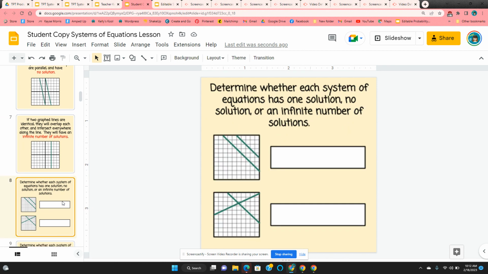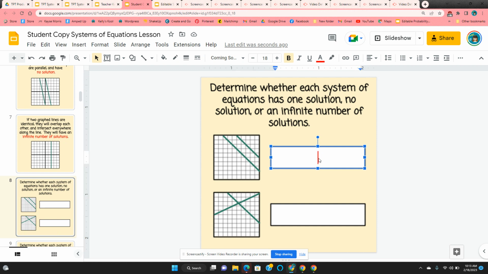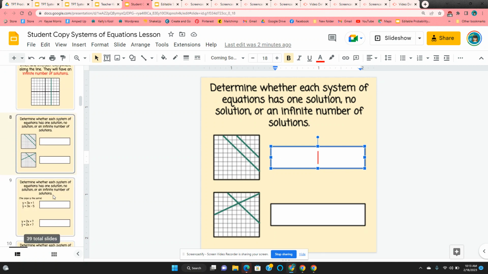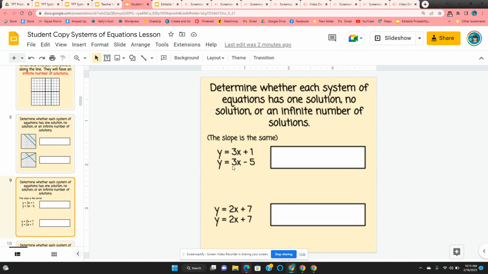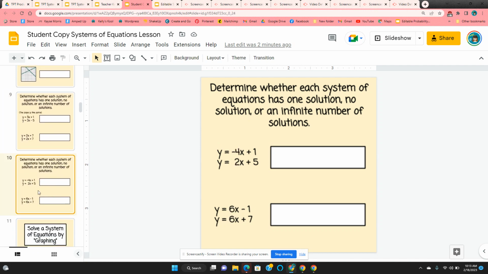So, starting on slide 8, students need to type in whether it's one solution, no solution, or an infinite number of solutions. Parallel lines, no solution. One solution here. Then they're given equations, so they can see if the slope is the same and the y-intercepts are different, that would be parallel lines, so no solution. Lines that are exactly the same, an infinite number of solutions. Different slopes, different y-intercepts, one solution. And again, same slope, different y-intercepts would be no solution.